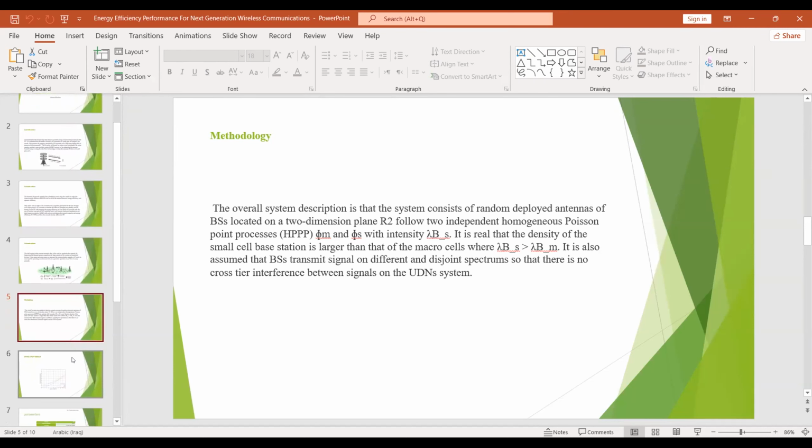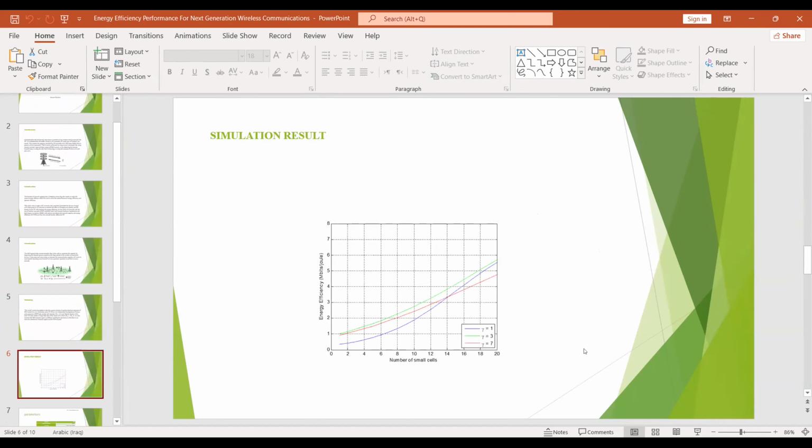Then we get the result. So here in our simulation result, we depend on three things: the number of small cells, which means the number of antennas that we deploy in the network area, the energy efficiency that we measure in megabit per joule, and how that goes from them. The simulation results were obtained by applying random deployment of small cell antennas.